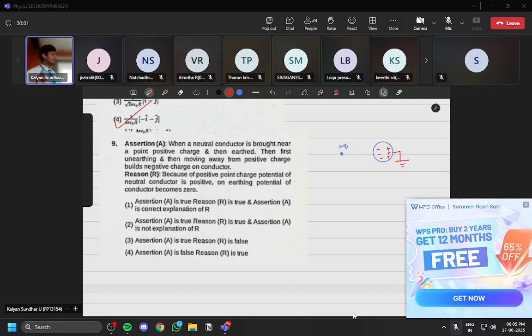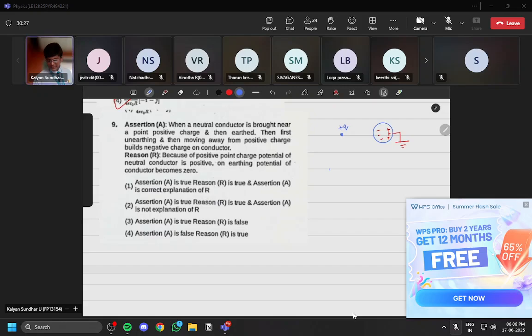This is my first assertion. Now the reason is that because of the positive charge, the potential on the neutral conductor is positive, and on earthing, the potential of a conductor becomes zero, right? We are considering the conductor, correct? In a conductor the electric field should be zero inside it. Now charges are going to reside only on the surfaces. Now how can you write this?